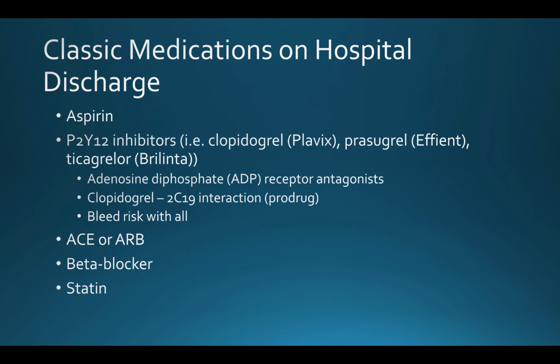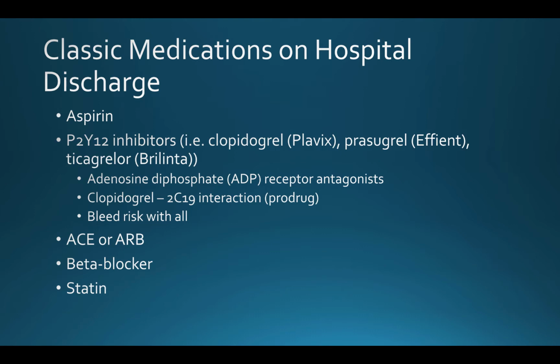Now, as far as hospital discharge, let's say we've got a patient with a stent who had a heart attack. We're going to do dual antiplatelet therapy: aspirin and, most often what I see, clopidogrel. It's generic, it's cheaper than some of the other agents. And these work by being P2Y12 inhibitors, or adenosine diphosphate receptor antagonists is another terminology there.